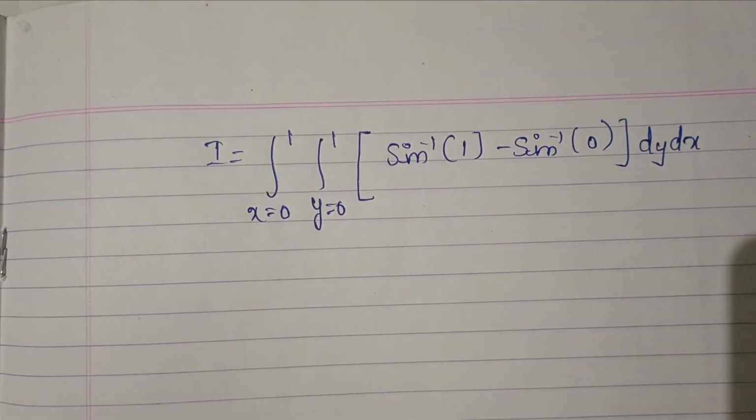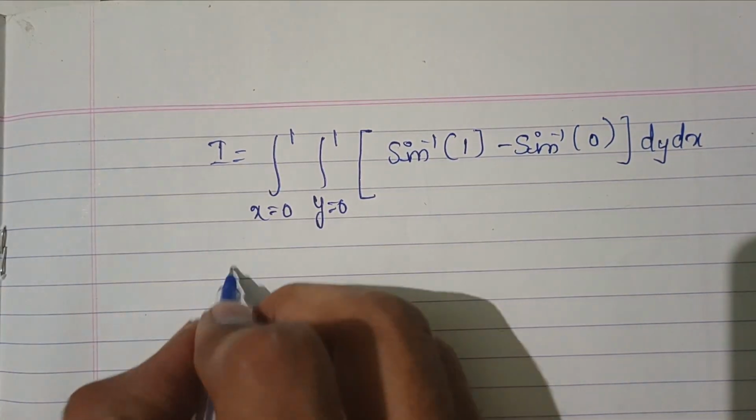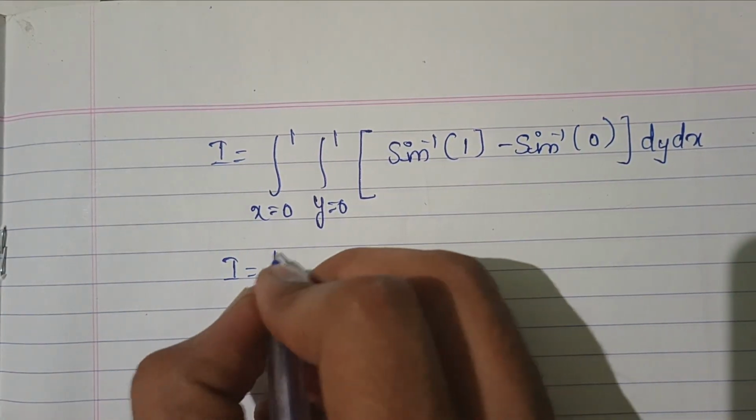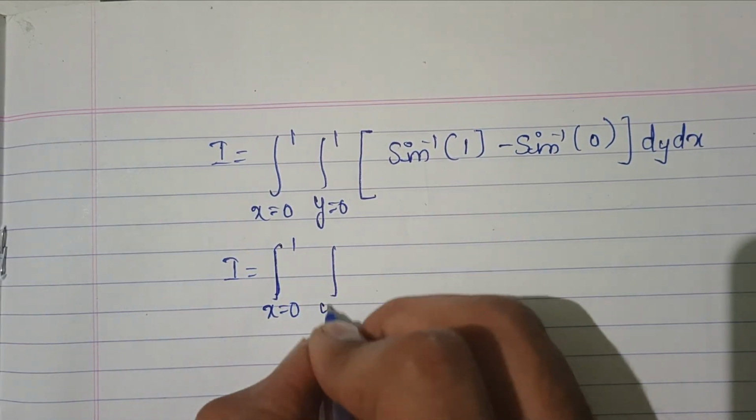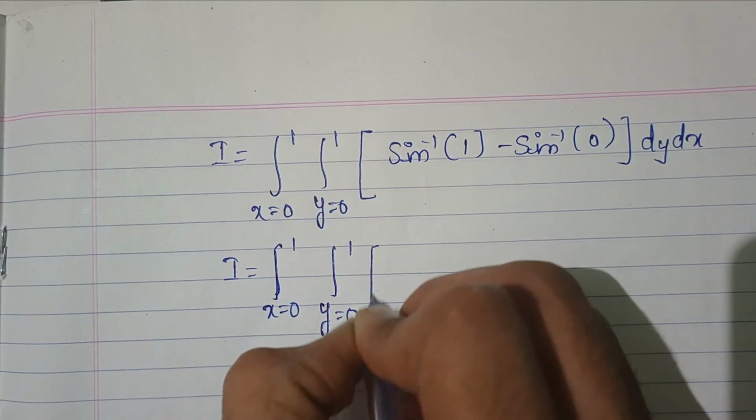Okay, so what we have to get here next: I is equal to integration of x is equal to 0 to 1, integration of y is equal to 0 to root of 1 minus x square.